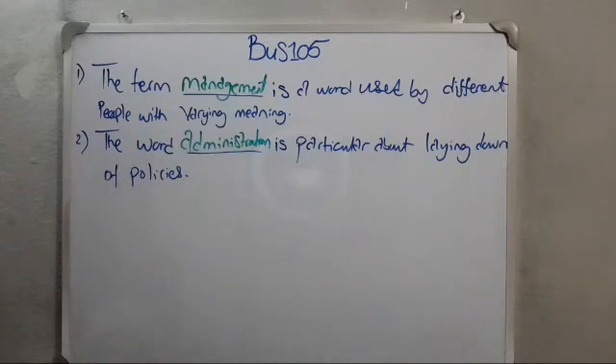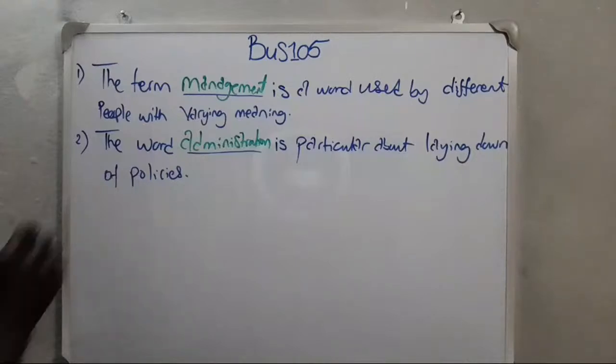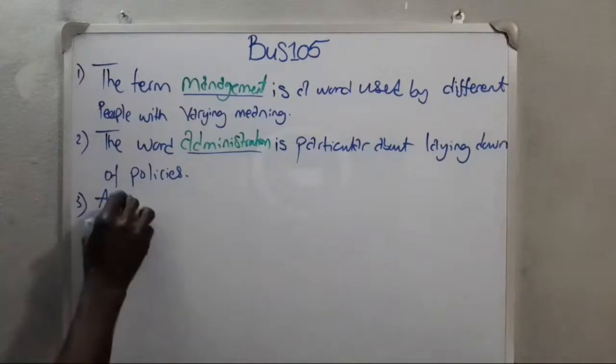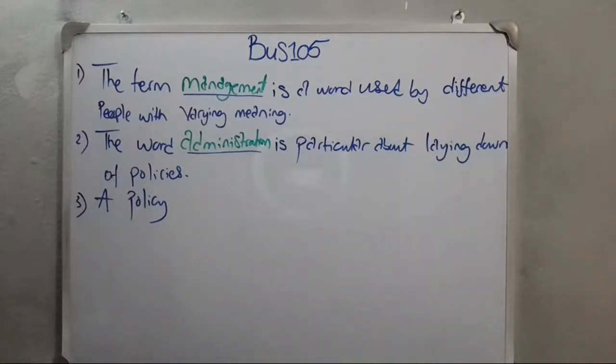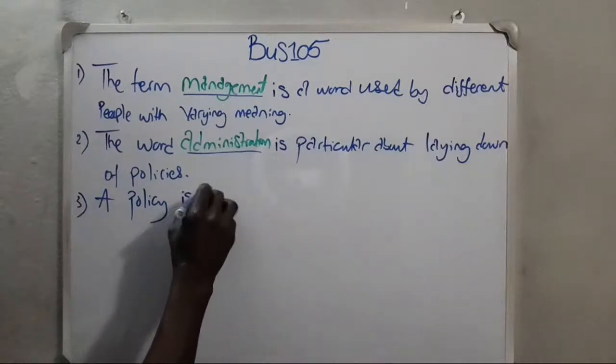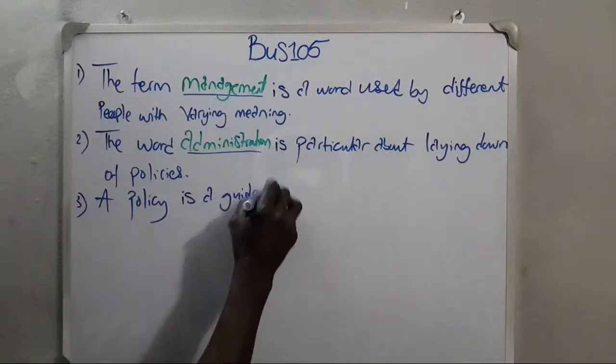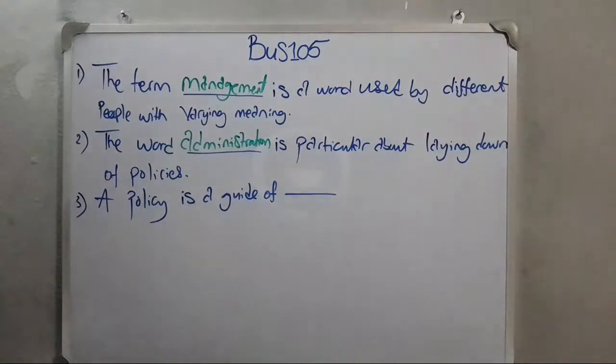The third question is: a policy is a guide of dash. A policy is a guide of dash.